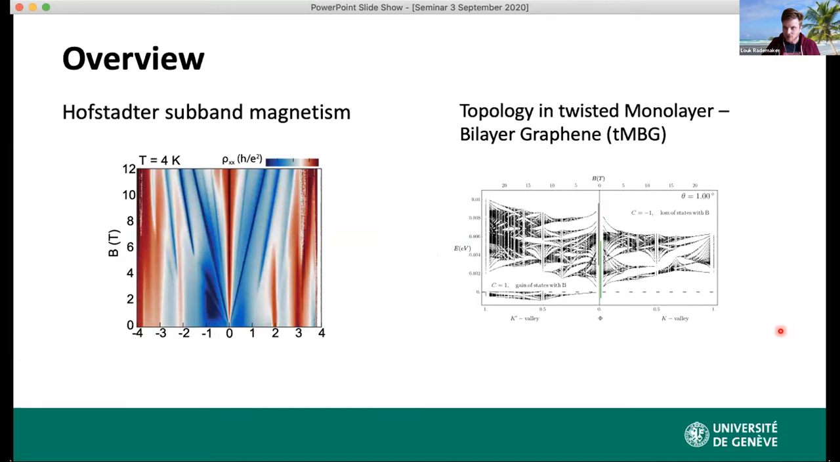I will discuss two topics. First, something we call Hofstadter subband magnetism, which is a phenomenon which includes correlations and Chern bands, but in the presence of a magnetic field. And the second topic will be about a new type of material, which I think hasn't been discussed yet, which is twisted monolayer-bilayer graphene, which naturally is a platform for topology and correlations.